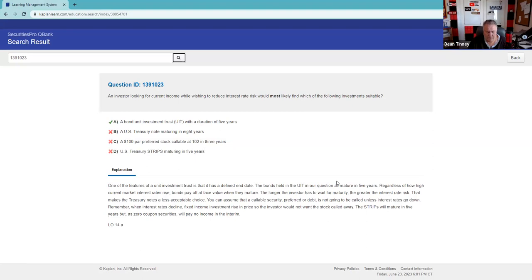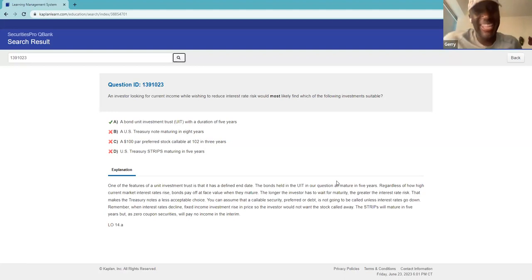One of the features of a unit investment trust is that it has a defined end date. The bonds held in the UIT in our question mature in 5 years. Regardless of how high current market interest rates rise, bonds pay off at face when they mature. Well, listen, sometimes you read a rationale and I'm like, okay, well, yeah, now that you tell me that, but I'm not so sure how I was supposed to know that from the question.